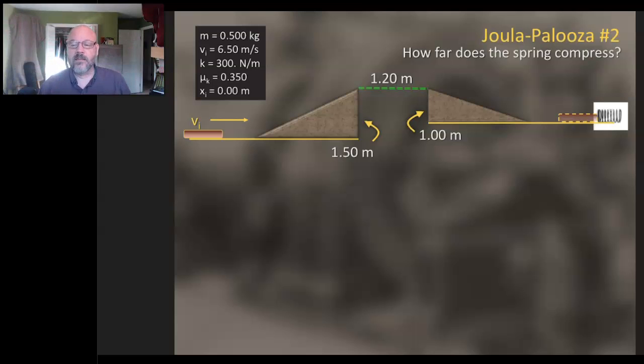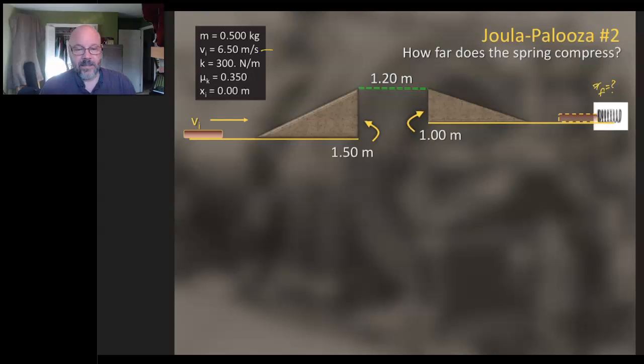All right, Julapalooza number 2. Okay, so in this scenario, we got the car coming along. It has some initial speed given here, and it goes up, goes across a rough surface for 1.2 meters. Then it comes back down, but doesn't come down to the same height it started at. And then it hits a spring and it's going to stop. And what we want to know is what's the compression value over here of the spring.